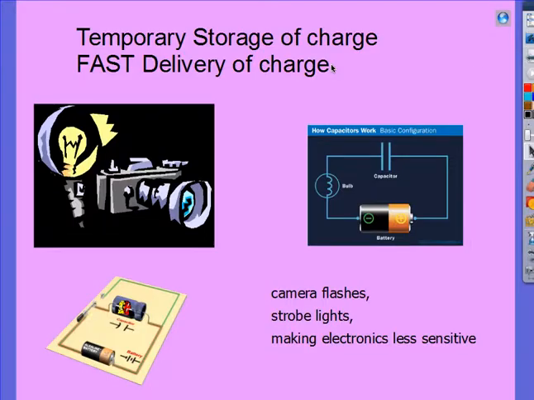Now, capacitors are a very wonderful way to temporarily store electric charge and give very fast delivery. We use these in camera flashes, strobe lights, and it helps to make electronics less sensitive. Here is a typical configuration. You have a battery connected to a capacitor, and you see the two parallel lines. Again, the symbol is as if we're looking at a side of the two parallel plates, and then the bulb.